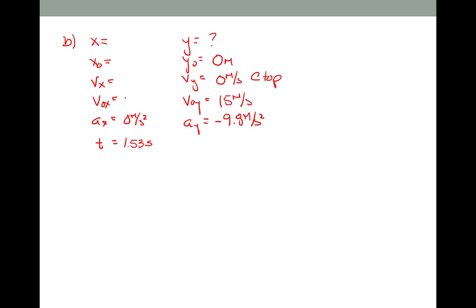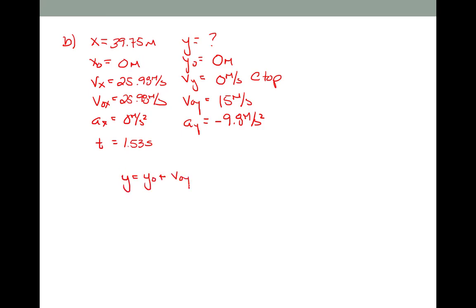Horizontal acceleration is 0 meters per second squared, which makes the horizontal velocity constant at 25.98 meters per second, because that's the value that we found for part A. Initial horizontal position is 0, and final horizontal position we know because of symmetry is 39.75 meters. We want to know y, and we have a ton of information here.